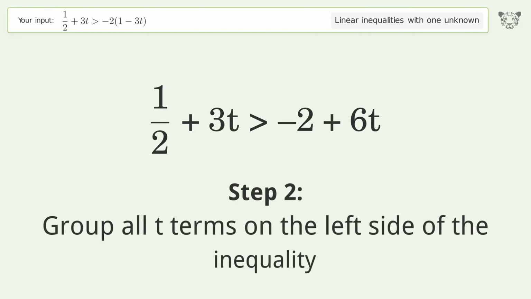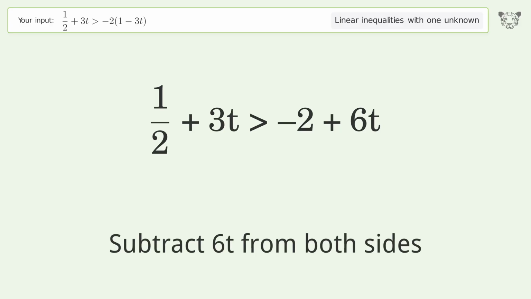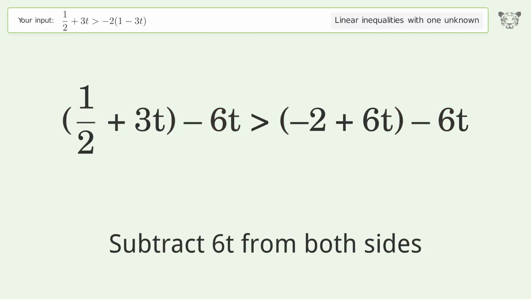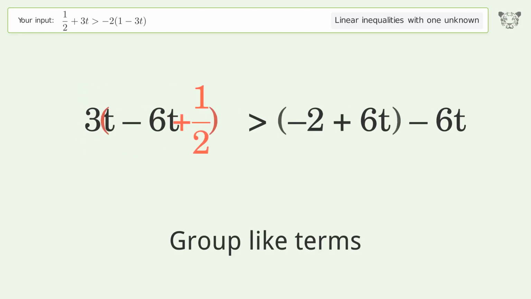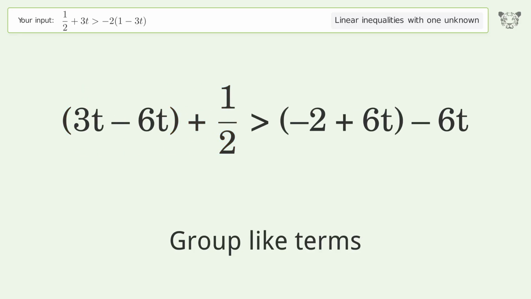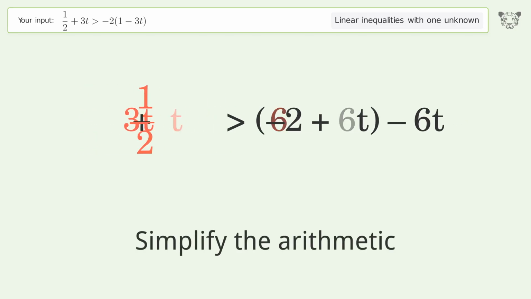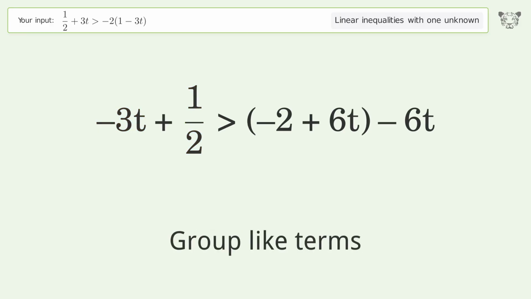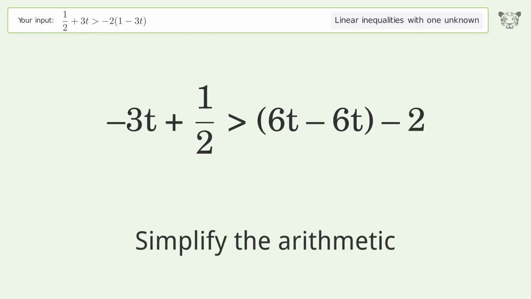Group all t terms on the left side of the inequality. Subtract 6t from both sides. Group like terms. Simplify the arithmetic. Group like terms. Simplify the arithmetic.